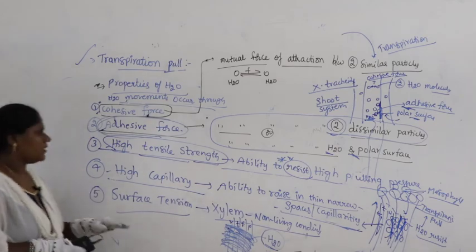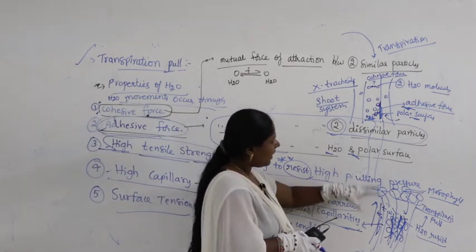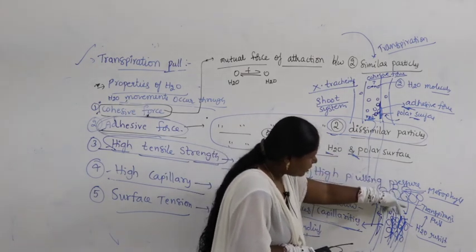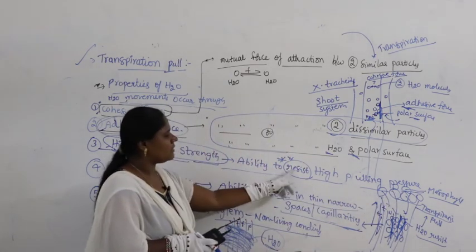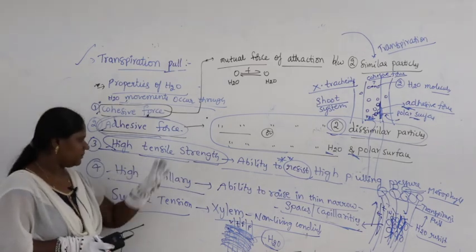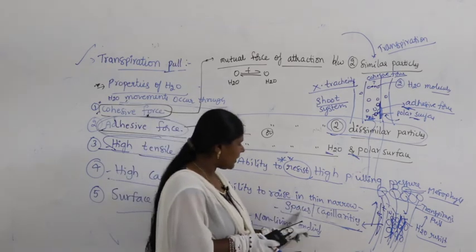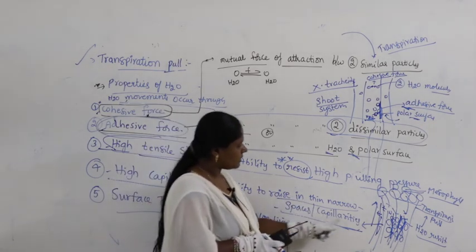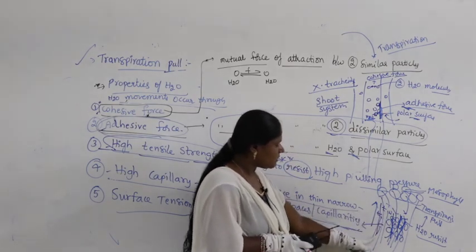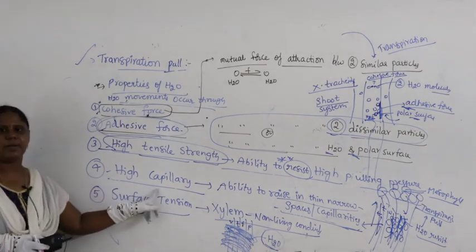It is called surface force. High tensile strength is the ability to resist high pulling pressure. Why? All the mesophyll cells are empty, and at a time they apply so much pressure, but water still resists that high pulling pressure. High capillarity is the ability to rise in thin narrow spaces, called capillaries. Between a tracheid and a trachea you find a small narrow space, and water movement in it is called high capillarity.